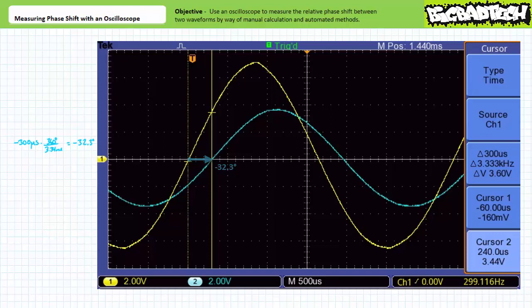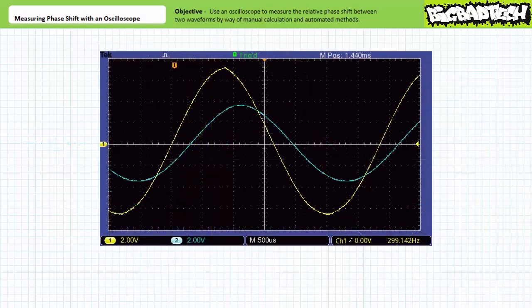In short, the cursor tool does part of the work for you. If only we could say the same thing about your lab partner. But wait, that's not all.